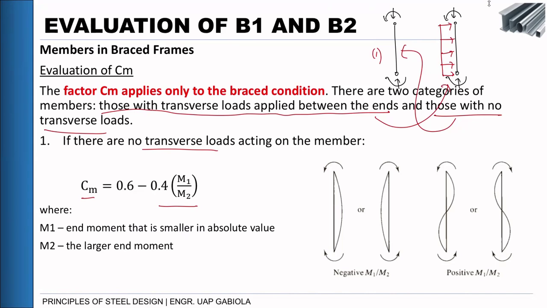Ayan. So, kailangan i-check kung anong type ng curvature meron. If we are single curvature, it means na magkaiba yung direction ng ating moments. If the other end is counterclockwise, clockwise naman yung isa. Okay? Or pwede clockwise first, then counterclockwise. It shows a single curvature bending. Ang sabi, gagamitin natin is a negative ratio. Negative M1 over M2 natin. Whichever is smaller, yun yung M1, M2 yung larger.